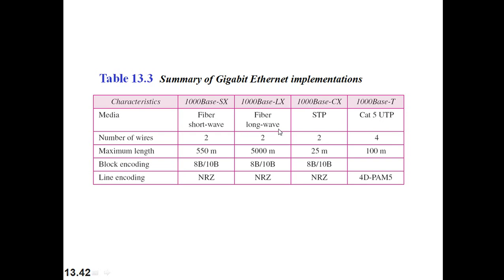In case of long wave, the maximum length is 5000 meters. In case of 1000BASE-CX, the length is restricted to 25 meters. In case of 1000BASE-T, we are using 4 pairs of category 5 UTP cables. The length is restricted to 100 meters here.